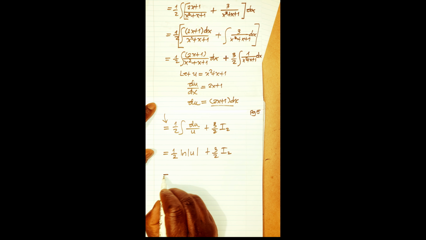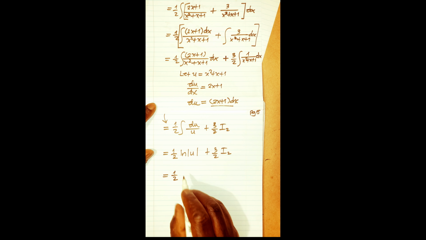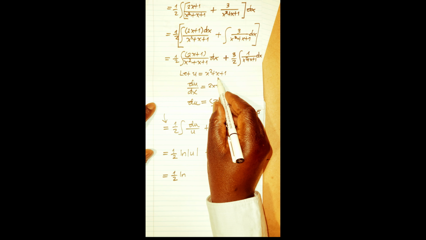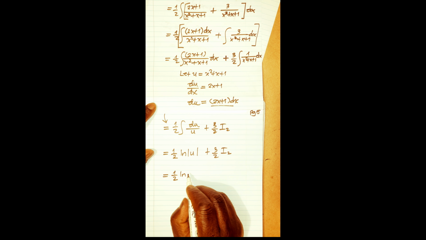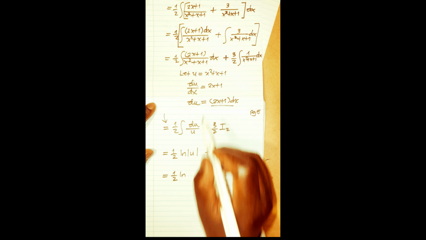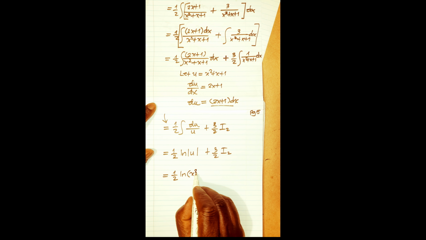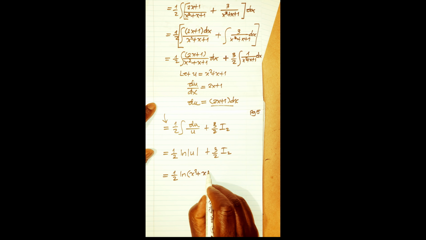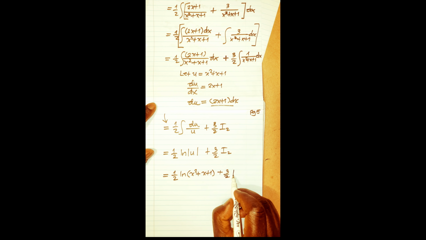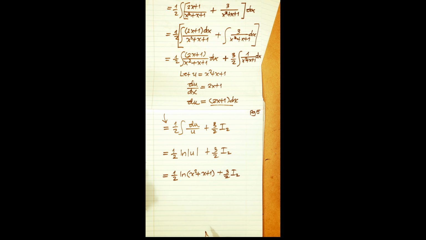Now, let's work on this one here. So this is going to be 1 over 2 natural log of, what is this u? u is basically x squared plus x plus 1. I'm going to show you later why I must drop the absolute value signs now, because this expression here can never be negative. So we just have to say x squared plus x plus 1, and then plus 3 over 2 I2. Nice.